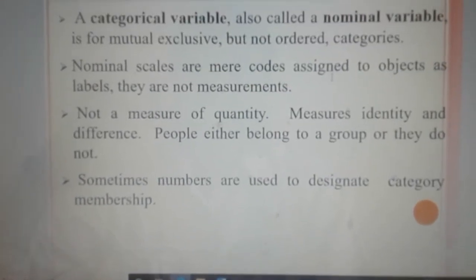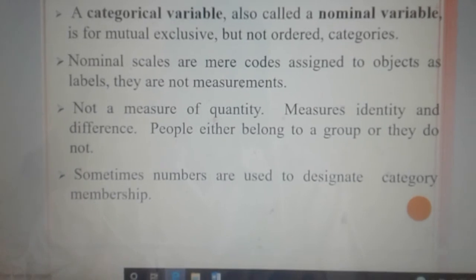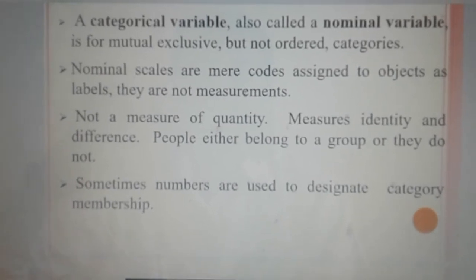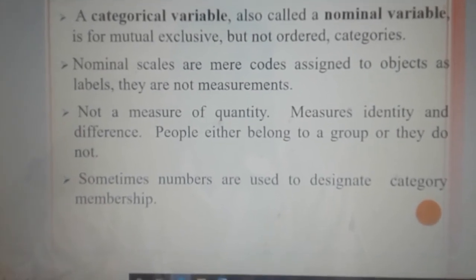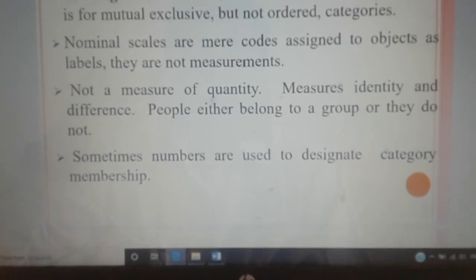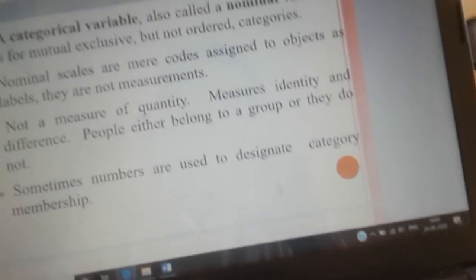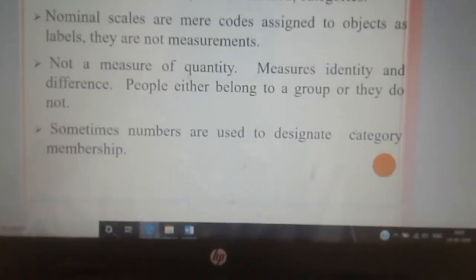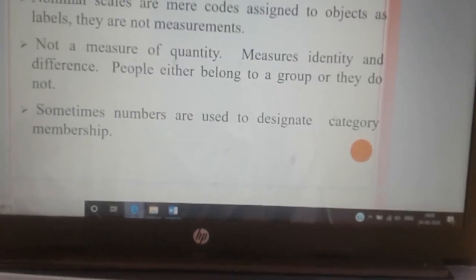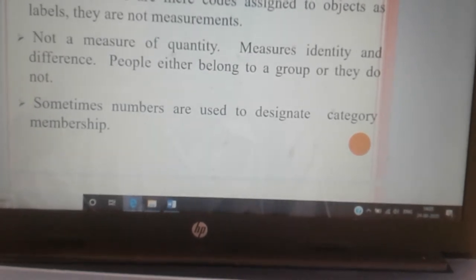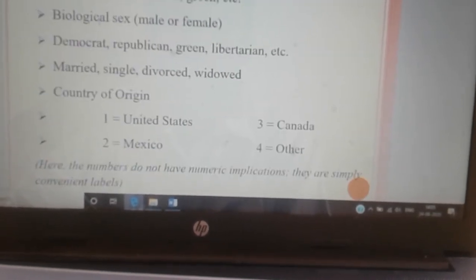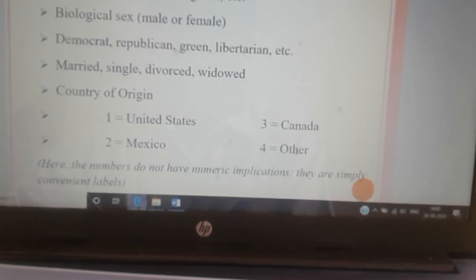Nominal scales are mere codes assigned to the objects as labels. They are not measurements. These are basically characteristics or alphabetical responses. Usually these responses are in terms of alphabets. Sometimes numbers are used to designate category membership. What it means here is that you can call this category 1.